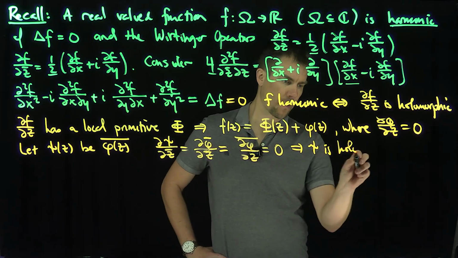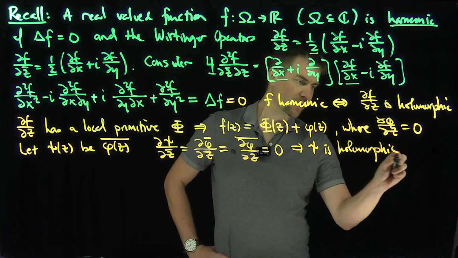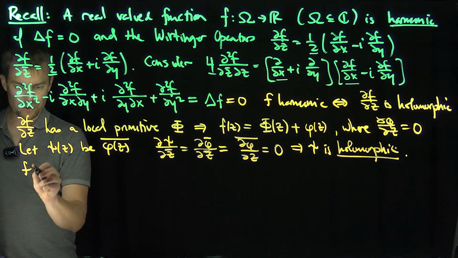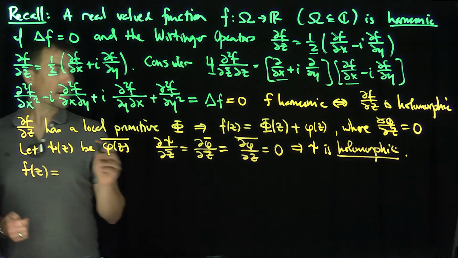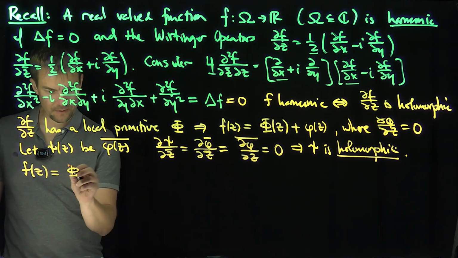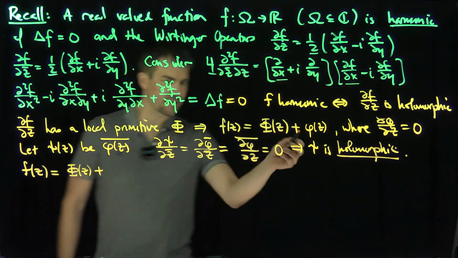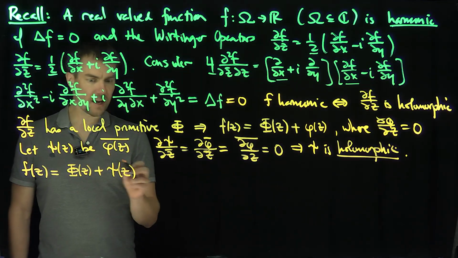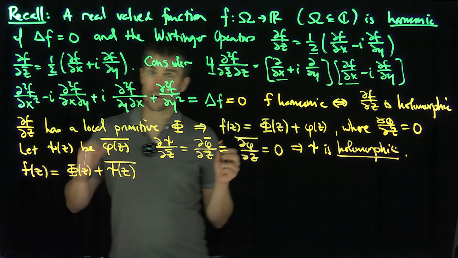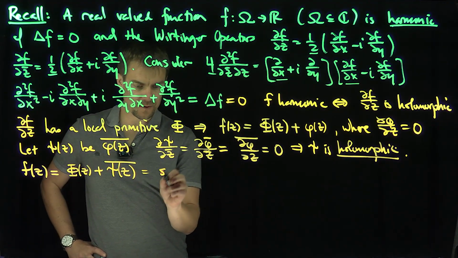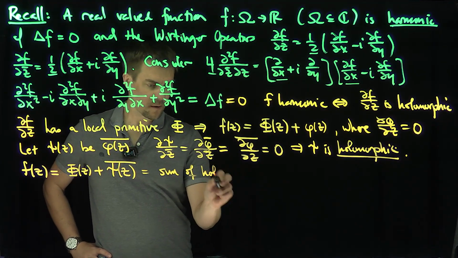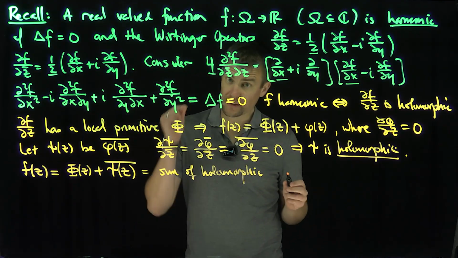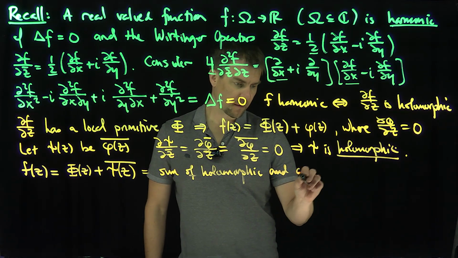And so what have we done? We've done the following. Now we have that this harmonic function f of z is going to be capital phi of z, which is a holomorphic function, plus little phi of z, but little phi of z is equal to the complex conjugate of psi of z. So f is the sum of a holomorphic function and the complex conjugate of a holomorphic function, since psi is holomorphic. That is, it's the sum of a holomorphic and an anti-holomorphic function.